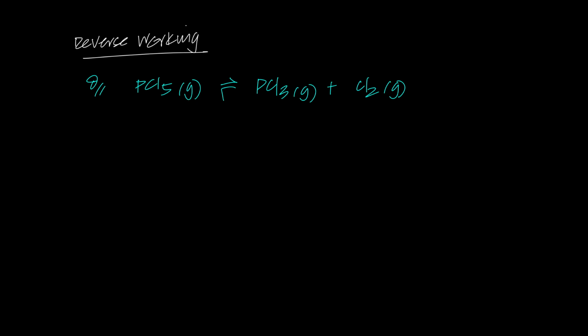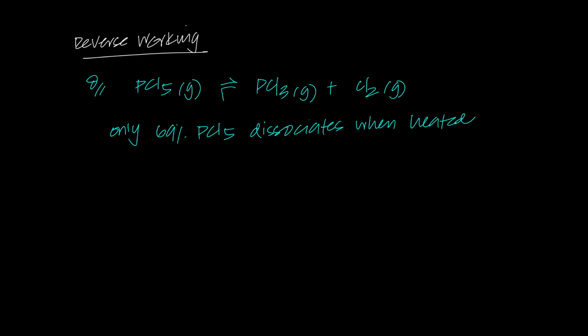Now the question says that only 69% of PCl5 dissociates when heated, at whatever temperature. When heated, the total pressure is 2 atmospheres. Right? The total pressure is 2 atmospheres. Find Kp. And this question can be asked. And this is a piece of cake.